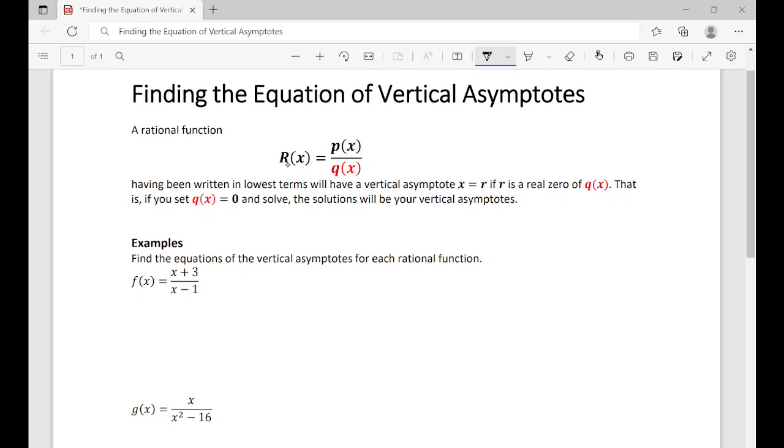A rational function r of x equals p of x over q of x, having been written in the lowest terms, will have a vertical asymptote x equals r if r is a real zero of q of x. That is, if you set q of x equal to 0 and solve, the solutions will be your vertical asymptote. So we've got to take our rational equation, make sure it's in simplified form, and then set the denominator only equal to 0.